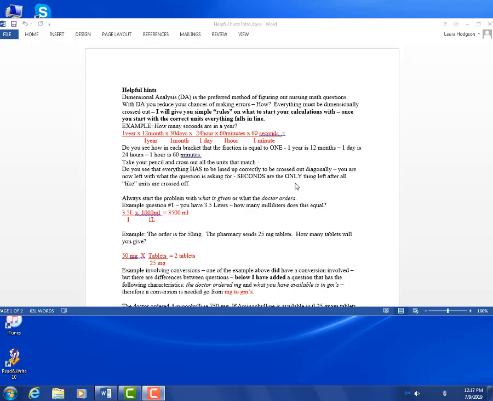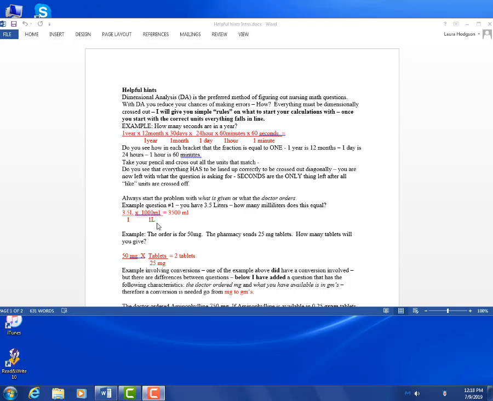Always start with what is given to you or what the doctor or prescriber orders. So this next example, question number 1, it's telling you, you have 3.5 liters. How many milliliters does that equal? So the setup, which is going to be the same for everything that you're going to do from now on, you're going to start with what is given or what the prescriber has ordered. So what is given is 3.5 liters. If liters are here, they have to dimensionally cross out.